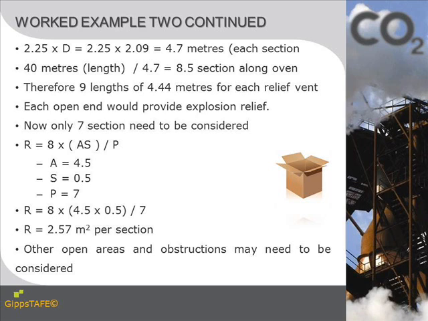Because the oven has open ends on it, we can use that as explosion relief, and therefore we will consider that the oven has 7 sections. We shall use the formula R equals 8 times AS divided by P, and therefore R equals 2.57 square metres per section of each of the 7 sections.